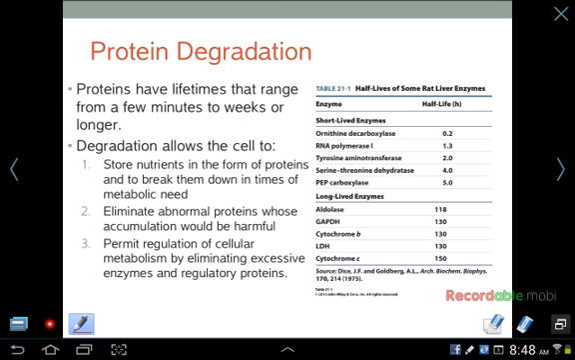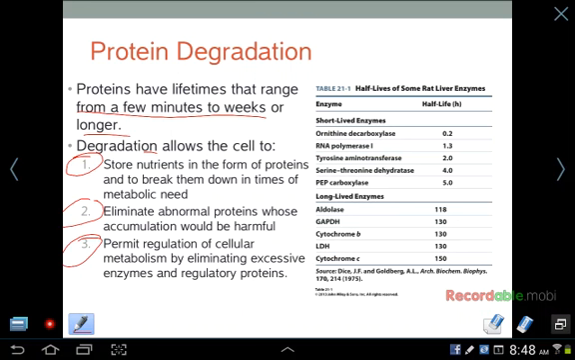Alrighty, so protein degradation. Proteins have lifetimes that range from a few minutes to weeks or longer. Now, the degradation of proteins allows cells to do three things. 1, it allows them to store nutrients in the form of proteins and to break them down in times of metabolic need. 2, we can eliminate abnormal proteins whose accumulation would be harmful. And 3, it allows us to permit the regulation of cellular metabolism by eliminating excessive enzymes and regulatory proteins.